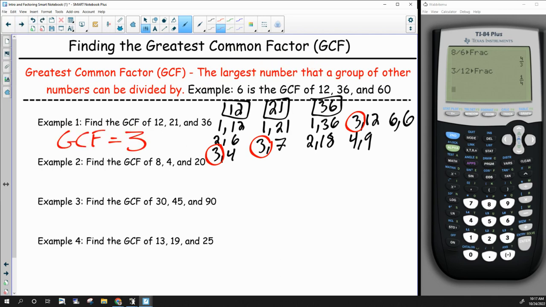Okay. Example 2. Same thing. Find the greatest common factor of 8, 4, and 20. How easy does this make it? This factor sheet makes it way easier. Use it. What are all the ways to make 8? We can do 1 and 8, 2 and 4. If we go to 4, 1 and 4, 2 and 2.